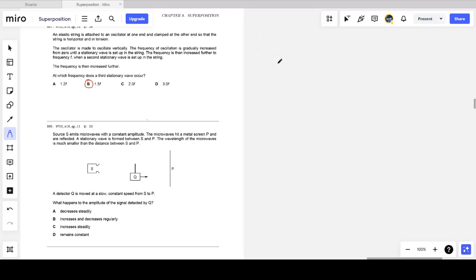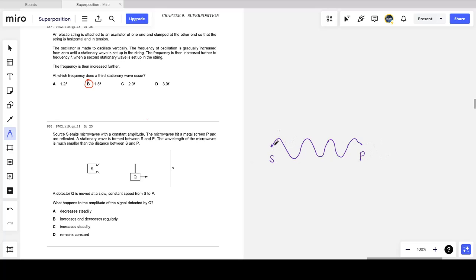And so what is happening here, let me just draw a diagram, is I have point S, which is the source, point P, and basically a stationary wave of microwaves is formed in here. And they have very small wavelength as compared to the distance between them. So there are many, many waves, but I'll just draw a few. It doesn't really matter how many, just trying to get the diagram correct. But there'll be a node at S and a node at P.